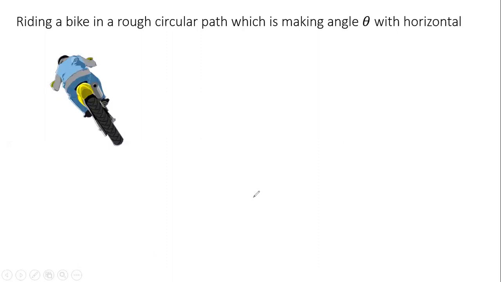So this will look like this. Okay, so this is making angle theta with horizontal. So this is the horizontal line. Okay, good. Let's consider this angle theta. Okay, and then I'm going to mark the forces.